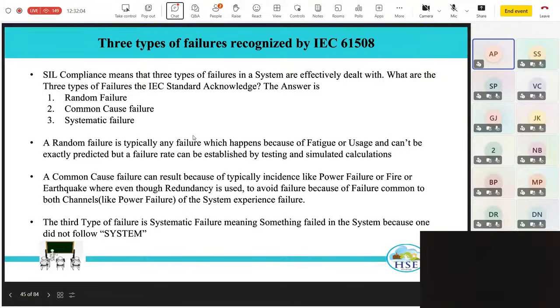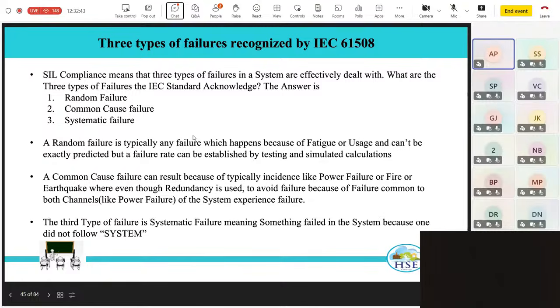Next. Now, three types of failures are recognized in IEC 61508. Now, what is happening is these various failures which can happen in the actual working of a safety system, that we have to address. We showed in the Swiss cheese diagram that there are inherent weaknesses. Although your intention is to have a very fail-safe, robust system, still there are some weaknesses, and if all these weaknesses get aligned, then your hazard can become a reality.